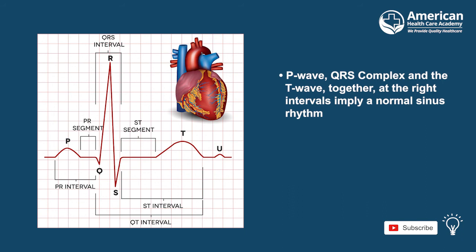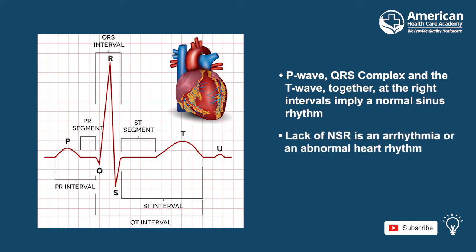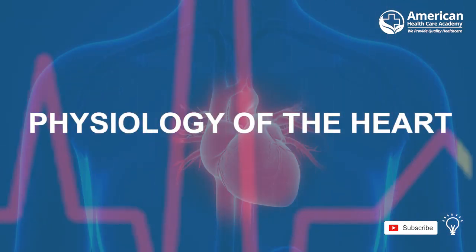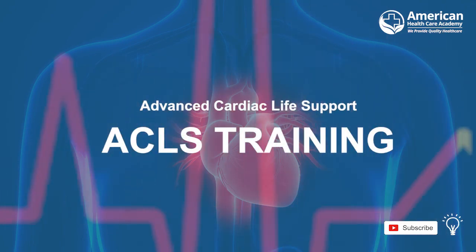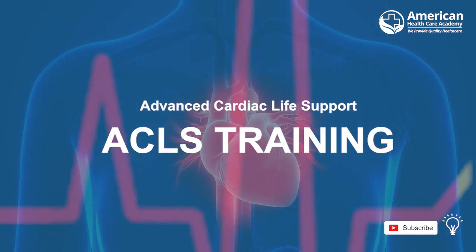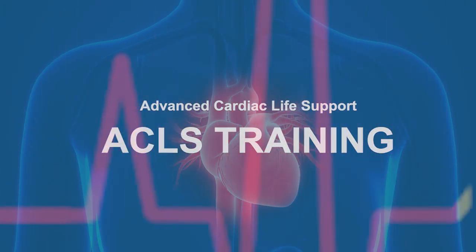P wave, QRS complex, and the T wave together at the right intervals imply a normal sinus rhythm. The lack of normal sinus rhythm is an arrhythmia, or an abnormal heart rhythm. This was the chapter on the physiology of the heart of our Advanced Cardiac Life Support course. Please proceed to the next section of the course to learn more.